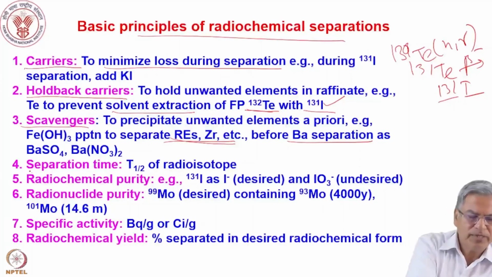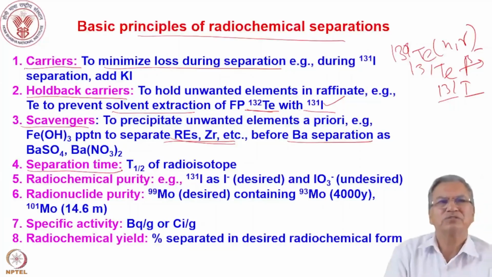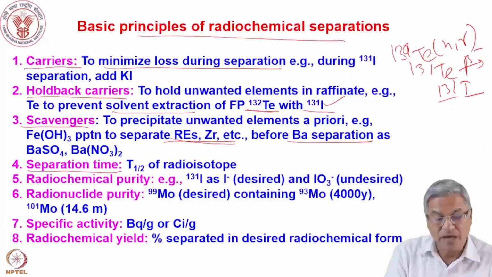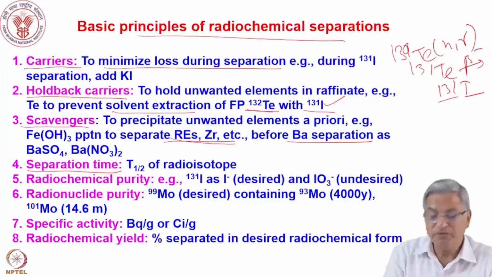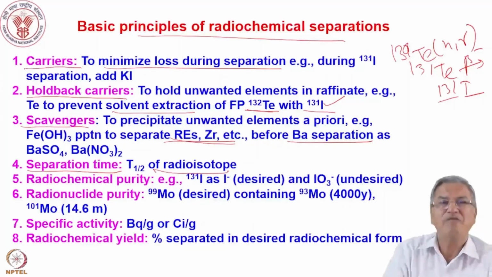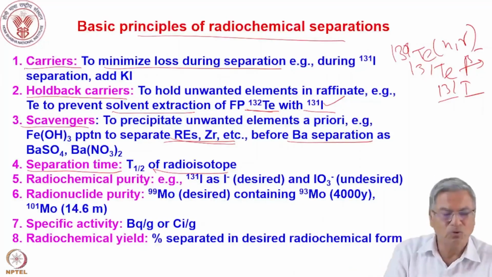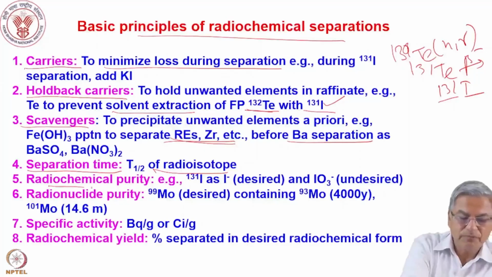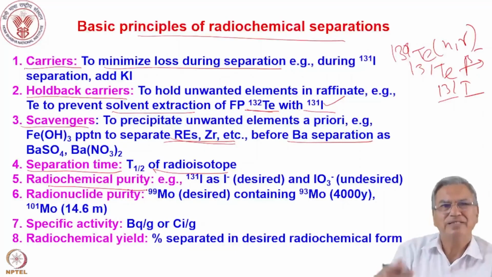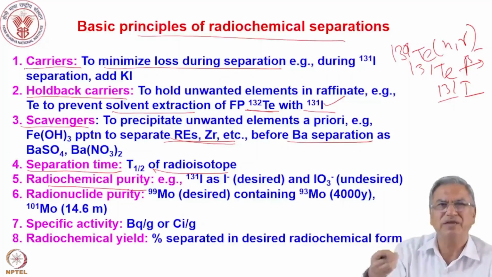Now, one of the important parameters for the radiochemical separation is the half-life. Half-life is very important because sometimes the half-life may be short and your time of separation may be long. So you may lose the whole radioactive isotope before you have separated it, since it is decaying. Radiochemical purity is, as the name itself mentions, the form in which a particular isotope is present in the chemical form.